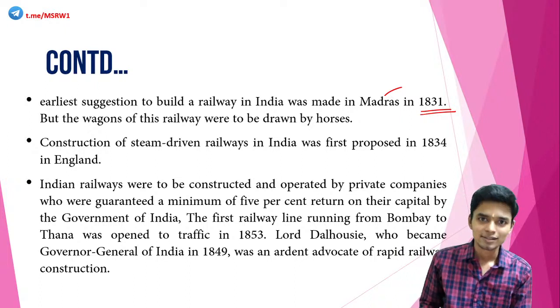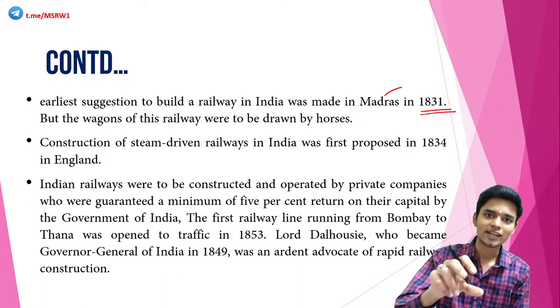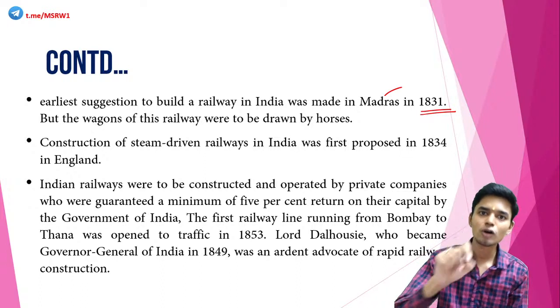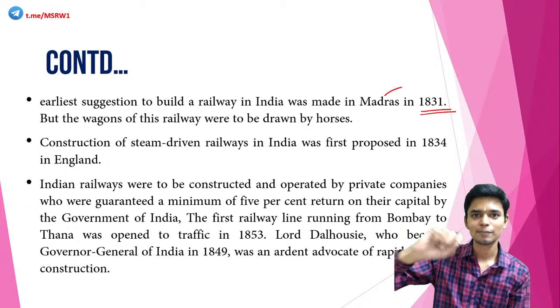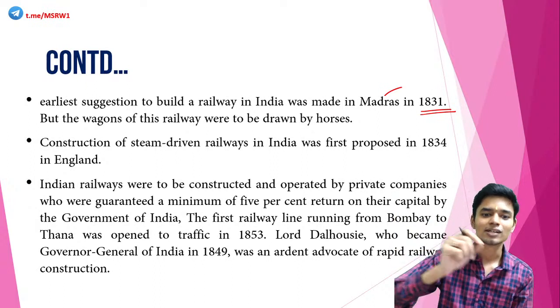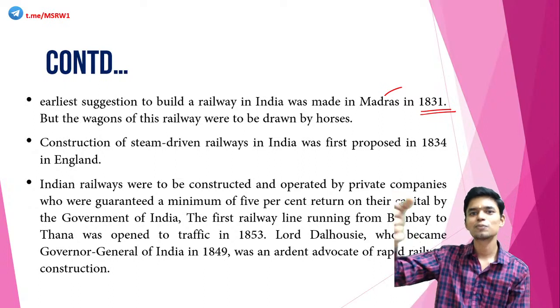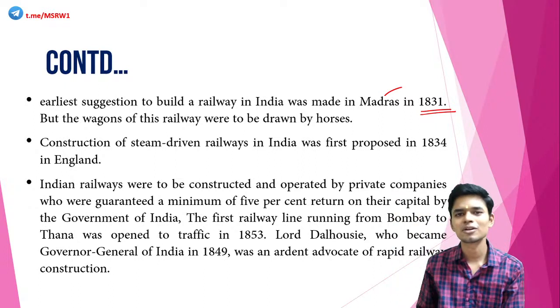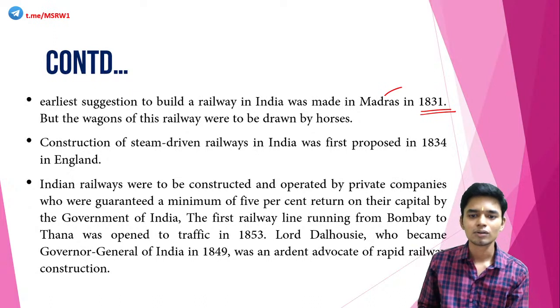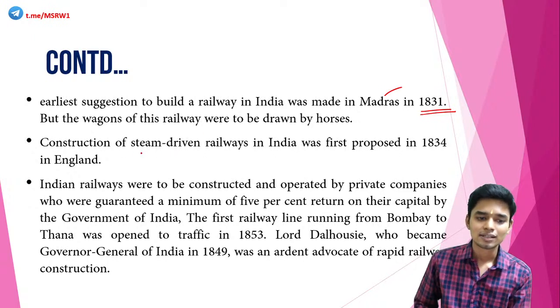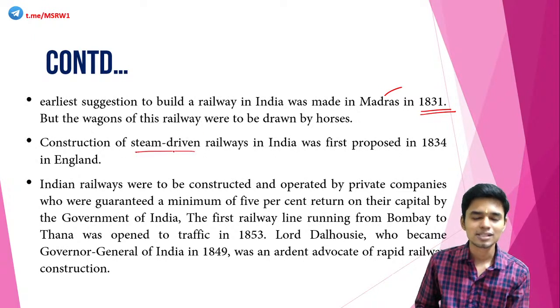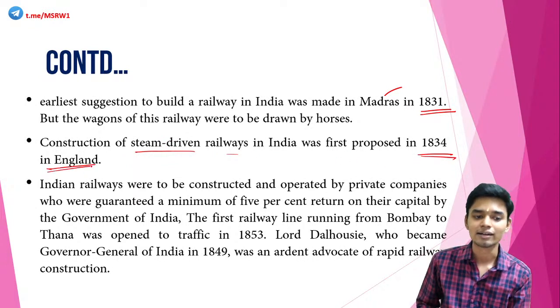But the problem was that this railway, which was proposed in 1831, was not actually a railway run by a steam engine, but rather a railway drawn by horses. Horses were supposed to pull the railway wagon. This was not at all a feasible idea, so it was dropped. It was not introduced on any reasonable scale at all. The first construction of steam-driven railways in India was proposed in 1834 in England.